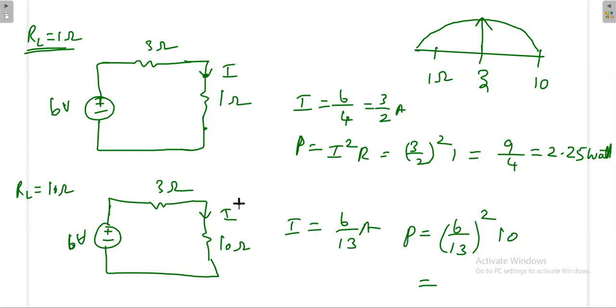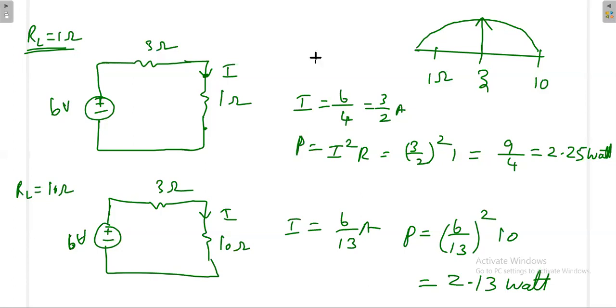So 6 into 6 by 13, which is 2.113 watt. That means it is less than the maximum power of 3 watt only. We are just verifying whether the maximum power transfer theorem is working properly or not.